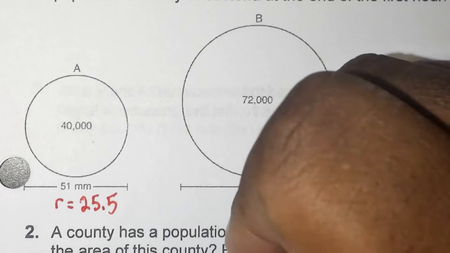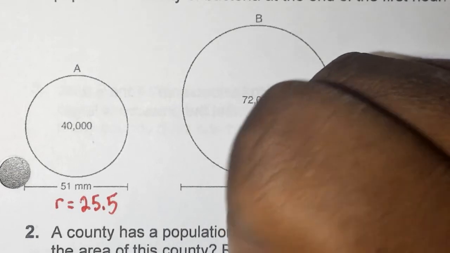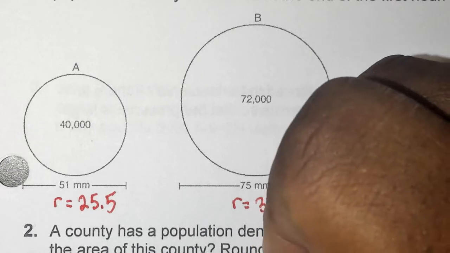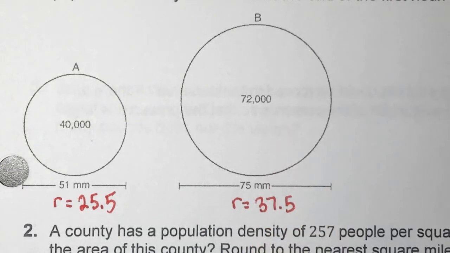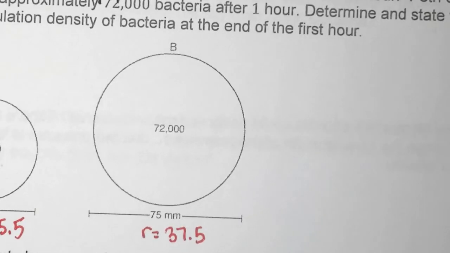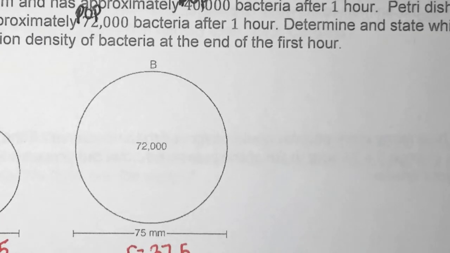What's the radius of the second? We might as well get that one now. 37.5. Good. All right, then from there, we're ready to set up and solve for our population density of both. That's what we need to find, because we can get area. We have a population. They want to know which dish has the greater population density.